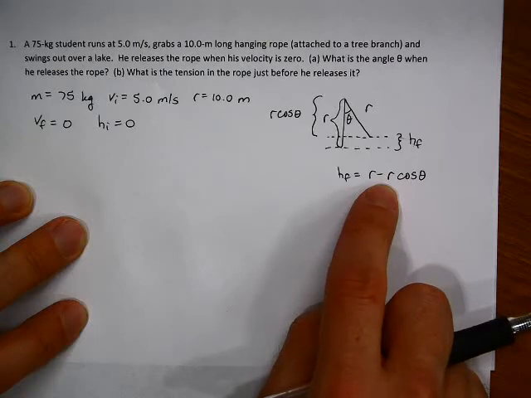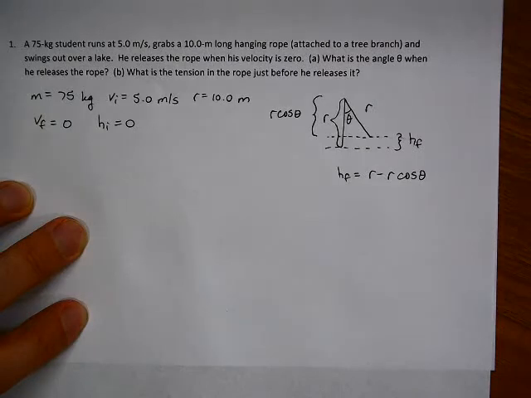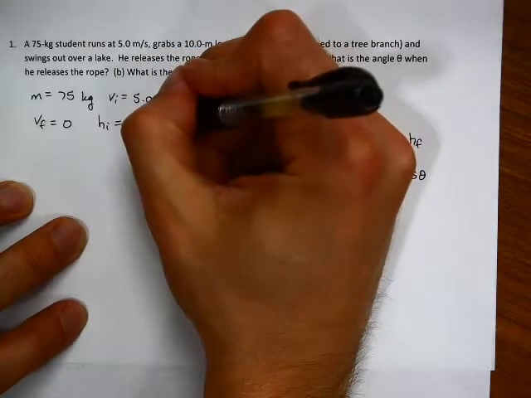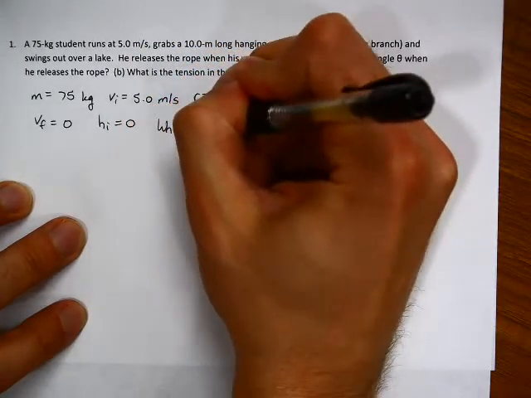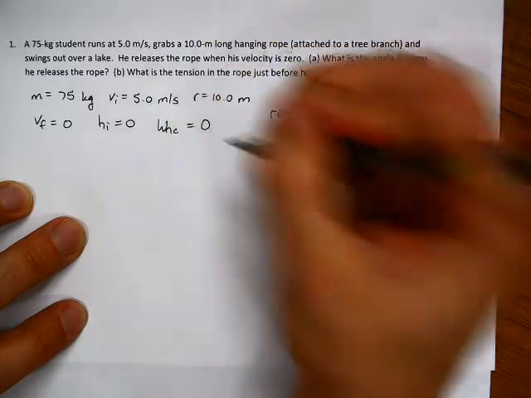Does friction do any negative work? No. We ignore air resistance. We're not going to have to worry about any friction in this problem. So WNC, the work done by the non-conservative force friction, is 0.